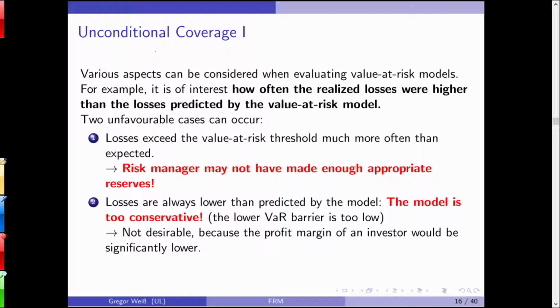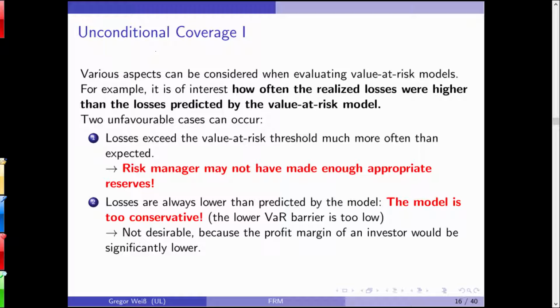The correct number of VaR exceedances is called unconditional coverage. If your model has unconditional coverage, it means the number is correct. If it has conditional coverage, it means also it's independent, the VaR exceedances are independent over time. And you can think about that when it comes to the correct number, both extremes are undesirable for a risk manager. First of all, if the number of VaR exceedances is too high, this means that you are too risky. You have far too many VaR exceedances and your risk is far higher than your VaR estimates tell you.